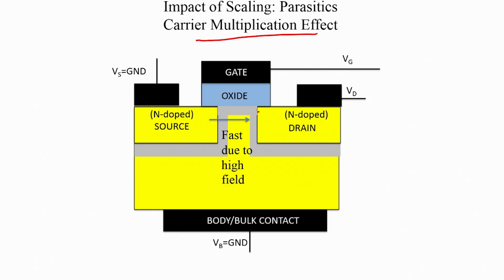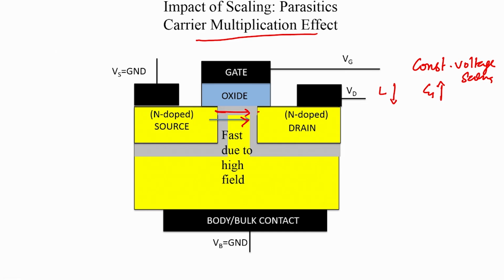If you make the channel length of the device very small, the electric field between the source and the drain starts increasing. This electric field becomes larger and larger. Let us say we have used constant voltage scaling and reduced the channel length of the device. Now, this high electric field makes the electrons travel at a very high velocity, in fact at the saturation velocity.